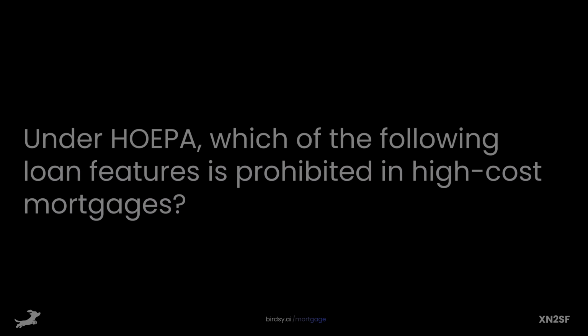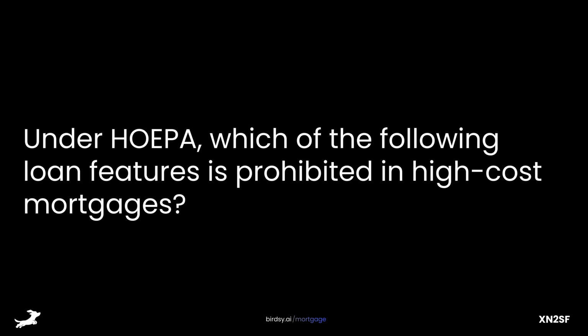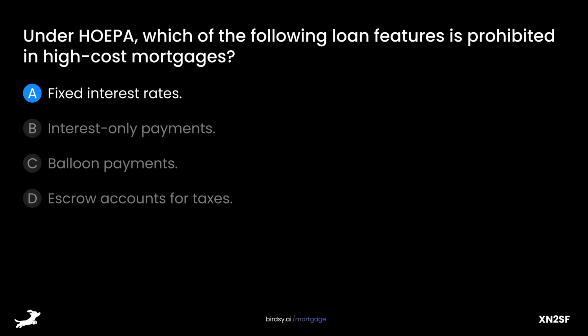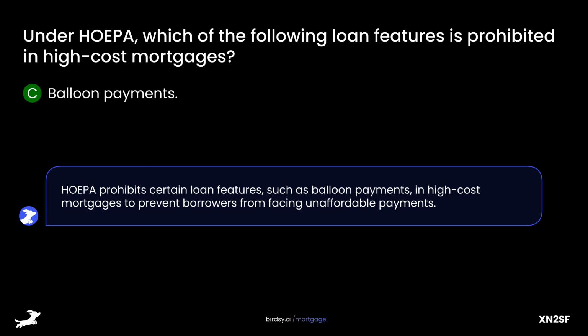Under HOEPA, which of the following loan features is prohibited in high-cost mortgages? Is it A, fixed interest rates, B, interest-only payments, C, balloon payments, or D, escrow accounts for taxes? The answer is C, balloon payments. HOEPA prohibits certain loan features, such as balloon payments, in high-cost mortgages to prevent borrowers from facing unaffordable payments.